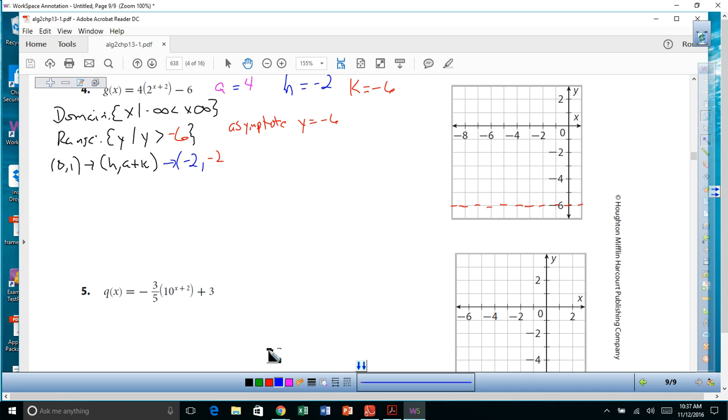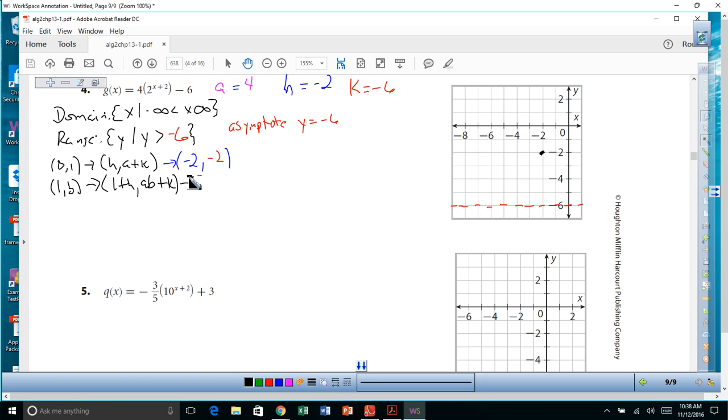All right. So let's plot that. What do we got? -2, -2. That's going to be right there. Okay. And then we have 1b. And that's always going to be 1 plus h, and then ab plus k.